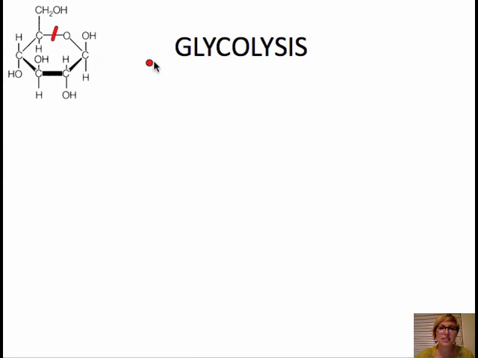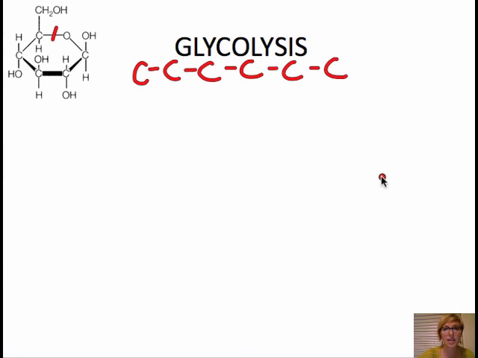They're just kind of along for the ride. So we're going to start off with a 6 carbon chain. See if I can count. 1, 2, 3, 4, 5, 6. So we have a 6 carbon sugar, exactly, glucose. And we want to break that apart. So we are going to break this bond.